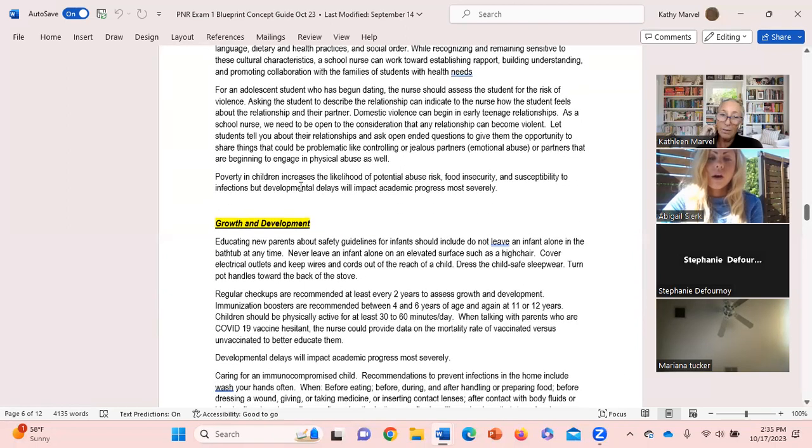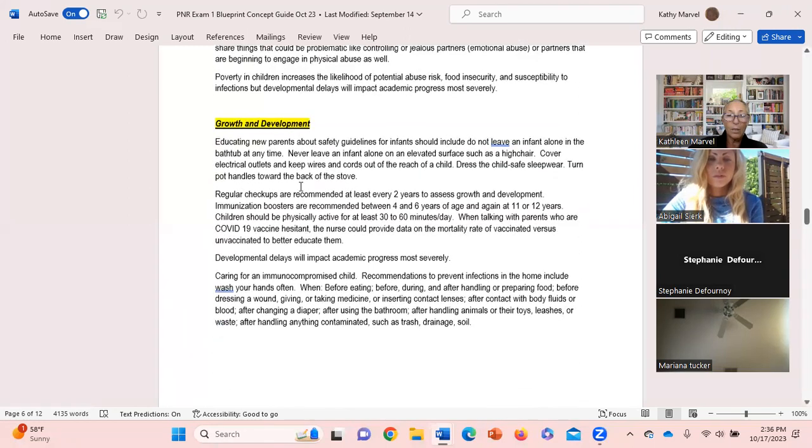We know that poverty in childhood increases the likelihood of potential abuse risk, food insecurity, and susceptibility to infections. It also leads to developmental delays that will impact academic progress on an ongoing basis.